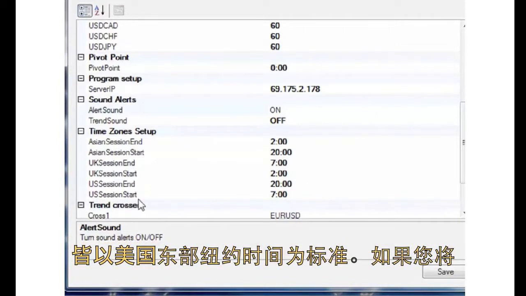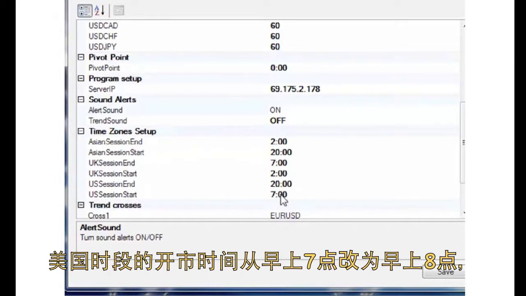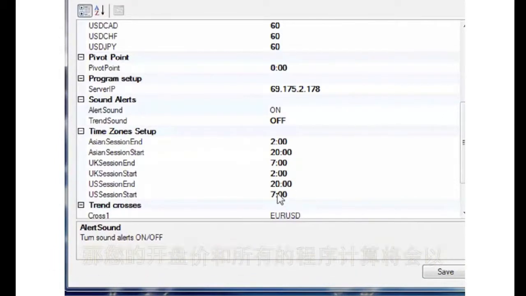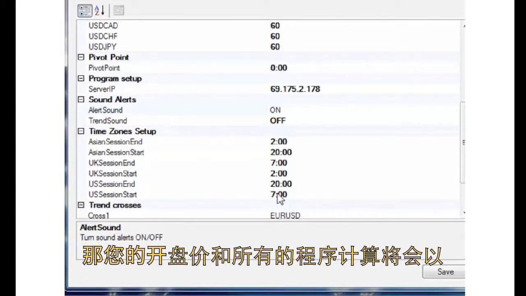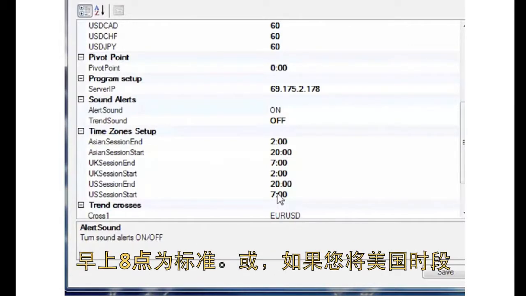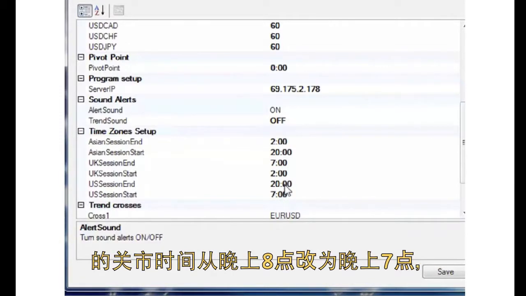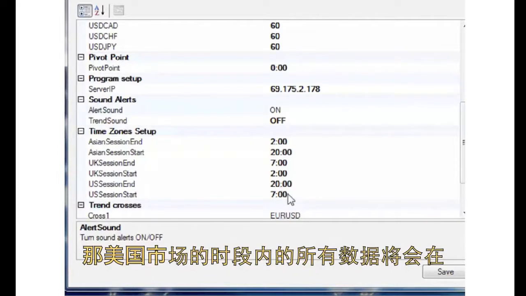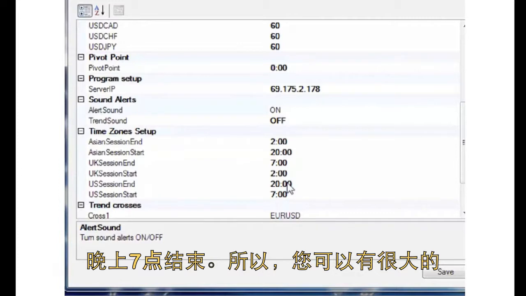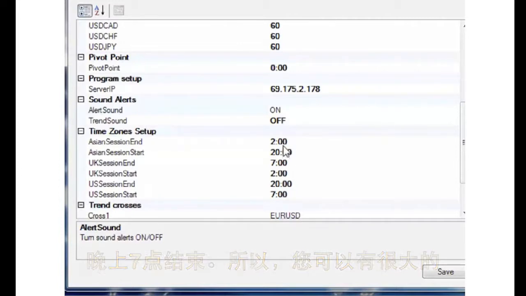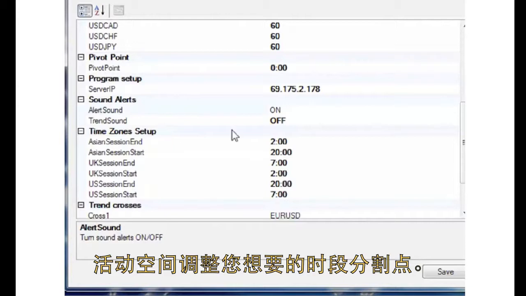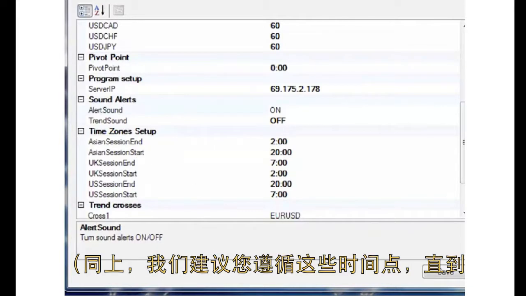If we were to change the US session from 7 to 8, your session start and all the calculations within the program for the US session only will start at 8 a.m. instead of 7 a.m. And if we change 2000 hours to 1900 hours, then the US session will start at 7 and end at 1900 hours. So you can manually change the program or change the settings if you want to, just by simply going to the options field and changing the parameters here.